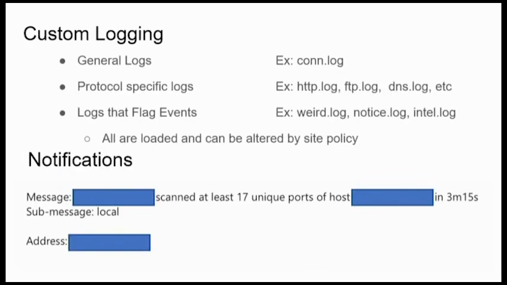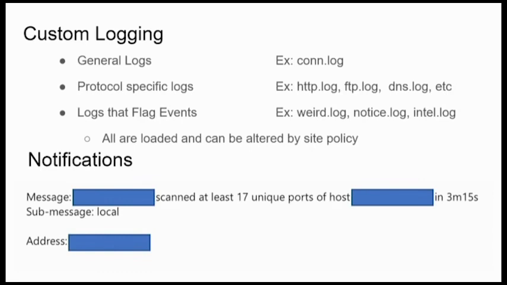So like I said, one of the cool things about Zeek is the way that it breaks out the logs. So you have sort of general logs. For example, conn.log is all the traffic that comes across the network. It all goes to one place. There's also protocol-specific logs. So, for example, http.log, ftp.log, dns.log. If I want to see only HTTP traffic, I would go to that log and I can see it there. There's also logs that flag sort of specific events. So weird.log is sort of strange traffic or malformed traffic or traffic that's non-typical.